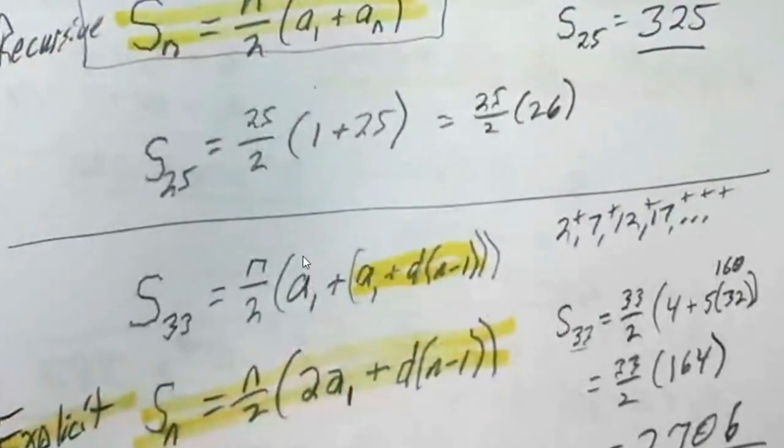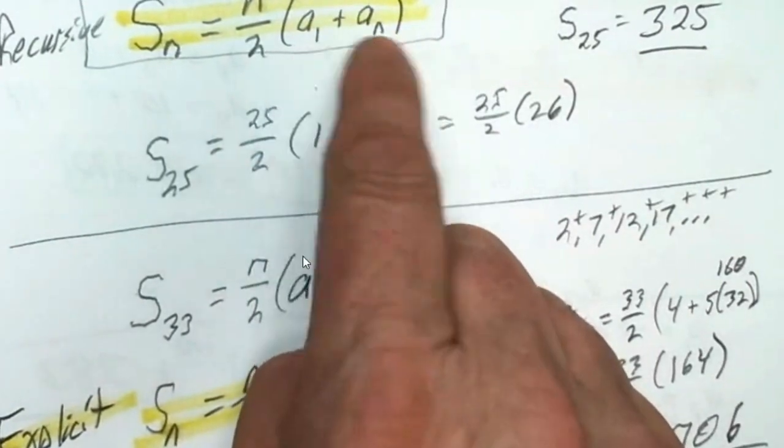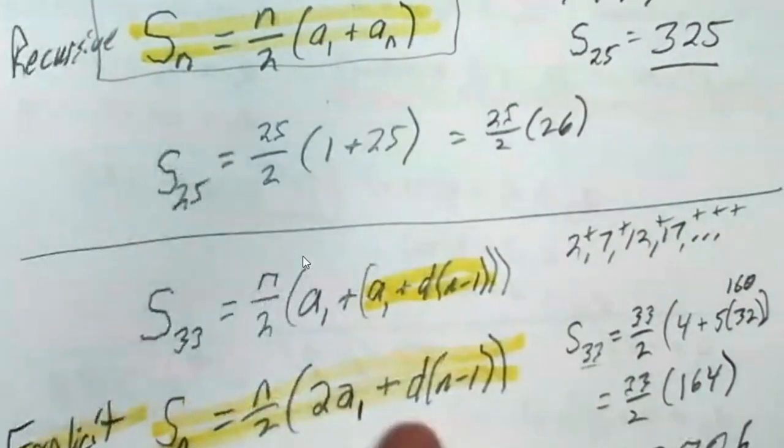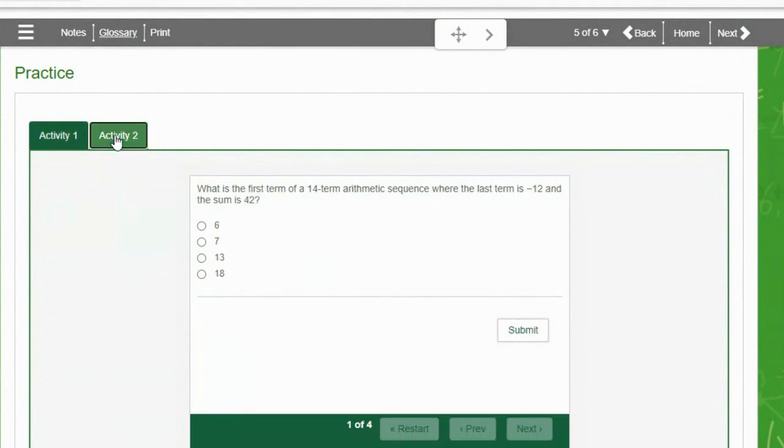So that means you can use this formula because you have the first term and the last term. If you have the first and last numbers, they go there. If you don't know the last term, you use this one. So what's the total? All right. So there's 4 of those, and then there's more practice problems over here.